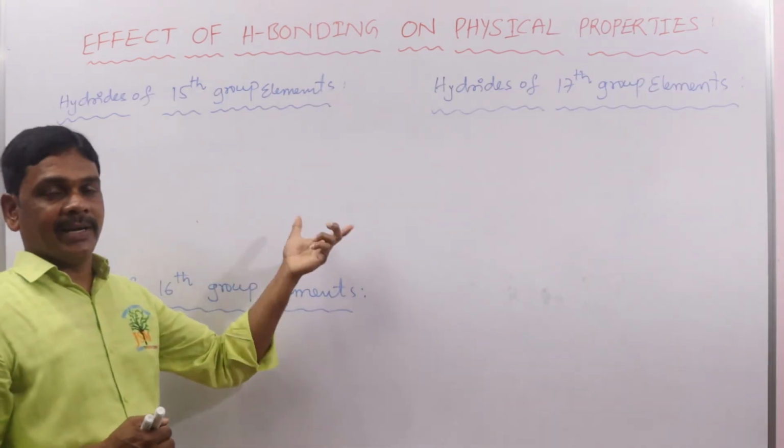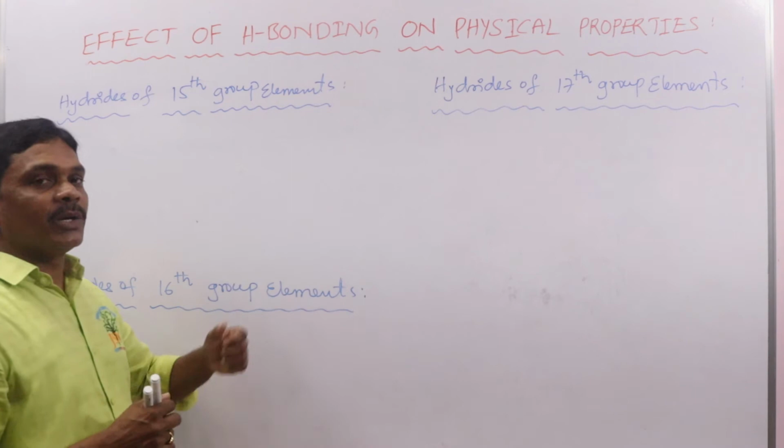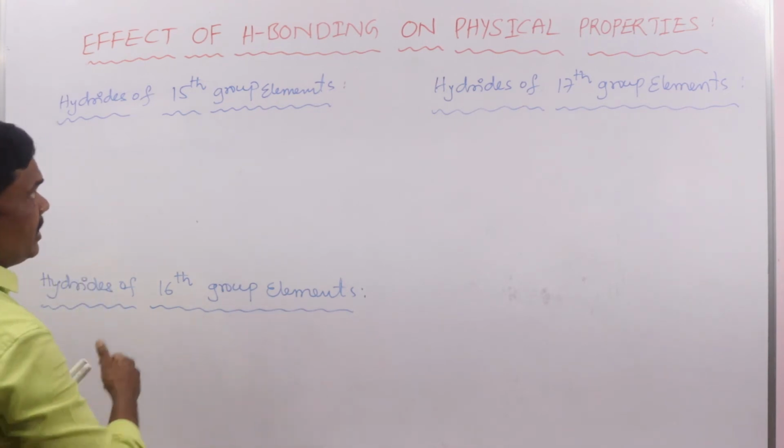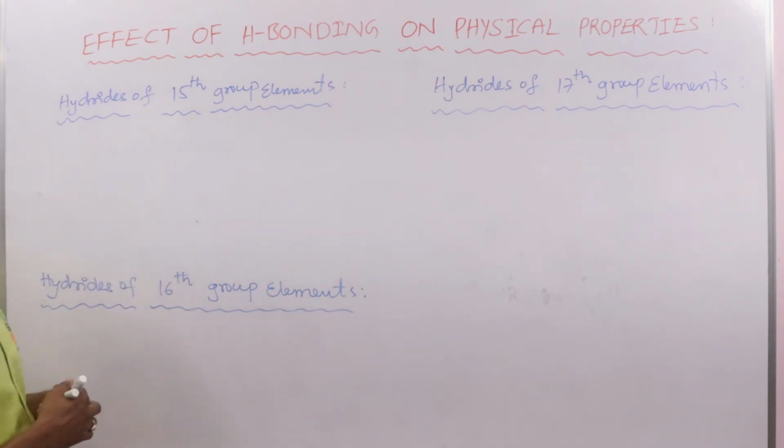Comparison of boiling and melting points of different groups. So first one, hydrides of 15th group elements.